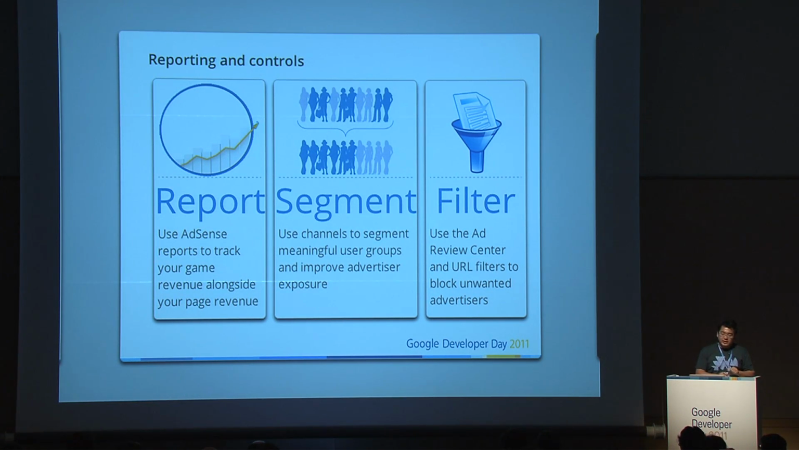Once you've implemented these, you also need to be able to track how you're generating revenue. And AdSense for Games has a great UI for tracking. We have reporting tools so you can track the revenue generated along with how your pages were viewed. And you can also segment the users out. So you can see where your users were coming from, you can see what they were doing, and then try to focus on your most lucrative market.